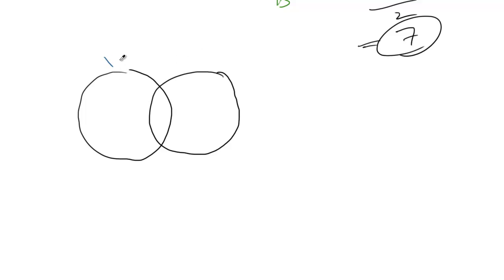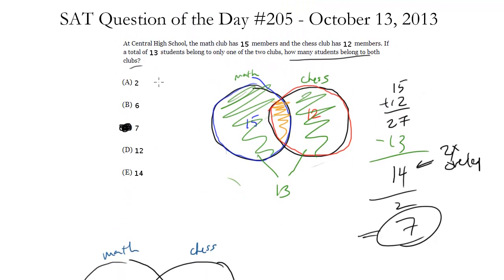So this is our math again, and this is our chess. Let's call the number of members in just math X, the number of members in just chess Y, and the overlap we'll just call little b for both. Now, what equations can I make here? Well, I know that X plus Y, so the number of people just doing math and just doing chess, is 13.